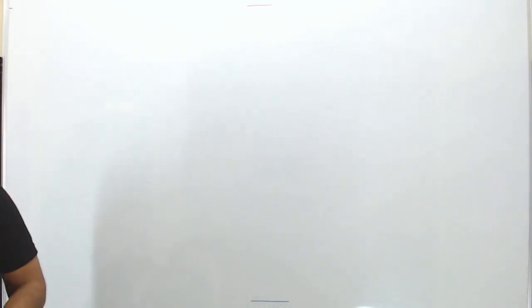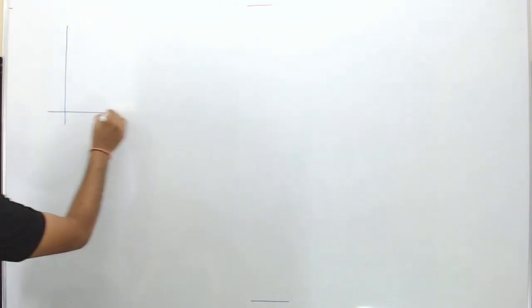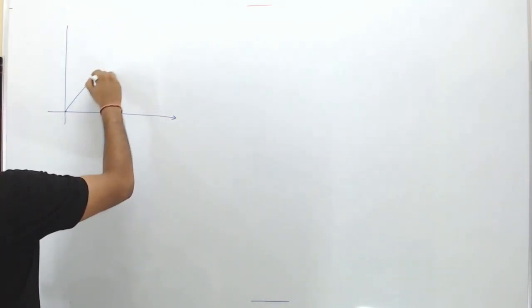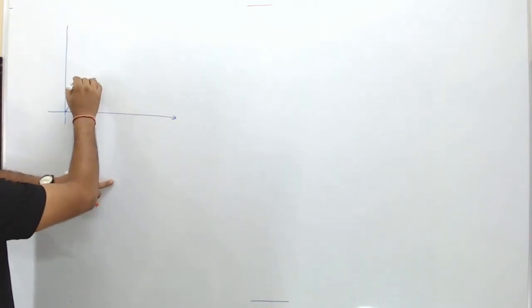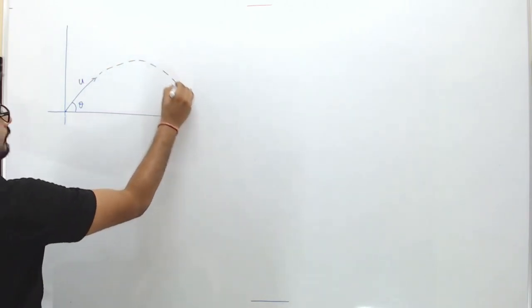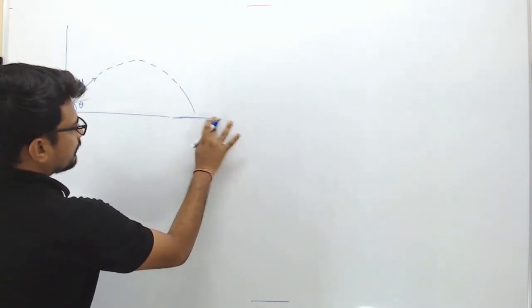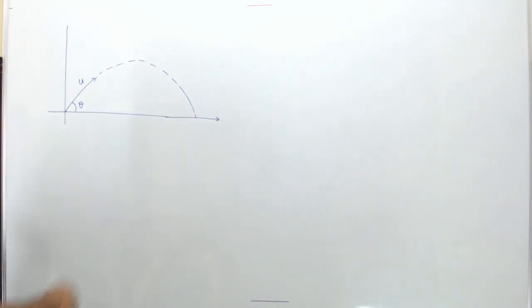Before I start, let's have a quick recap of what we have done in the previous video. We have seen that when a projectile is projected at an angle, let's suppose theta, with the horizontal, with initial velocity u, then it will take a parabolic path and it will come back to, let's suppose, the ground. Today we are going to discuss this path.